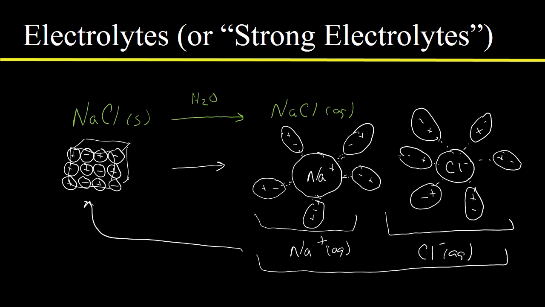Okay? As you can see, if you just look at them on the microscopic level, the microscopic representation, they're very, very different. This is a large group of ions all clustered together with alternating charges, and these are individual ions, each surrounded by a sheath of water molecules.